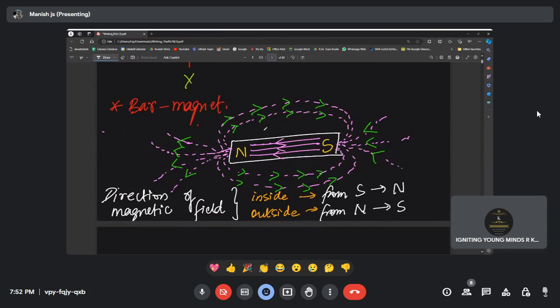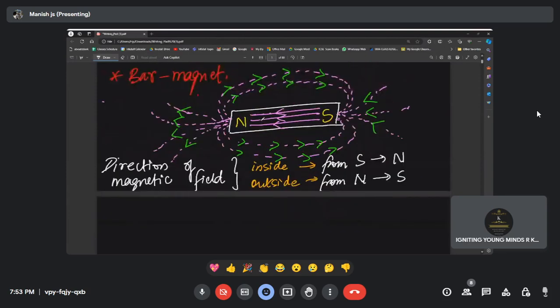Now we have looked at the direction and we have also visualized the pattern of magnetic field around a bar magnet. That is what we have learned so far. This is for the bar magnet. I hope it is clear till here.